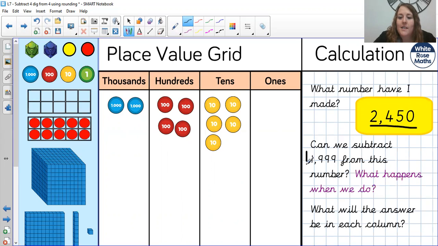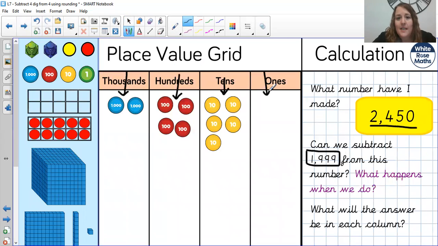Okay, from my number 2,450, which I've now popped in this yellow box over here, we are going to be trying to subtract 1,999 from this number. What would happen when we did? Now, if we're looking at those columns, I do have enough thousands to be able to do that at the moment, but I don't have enough hundreds, and I don't have enough tens, and I don't have enough ones, so it'd be quite tricky as we go across.